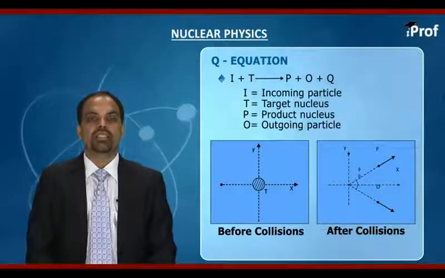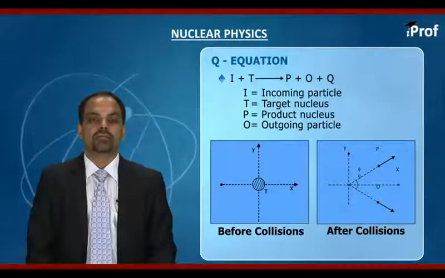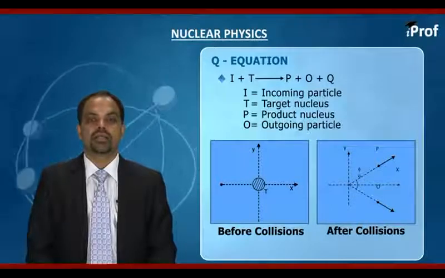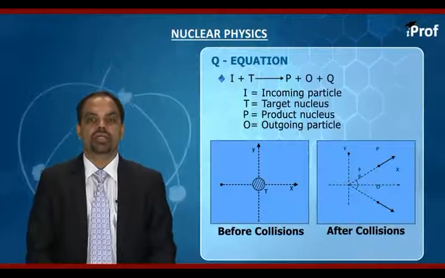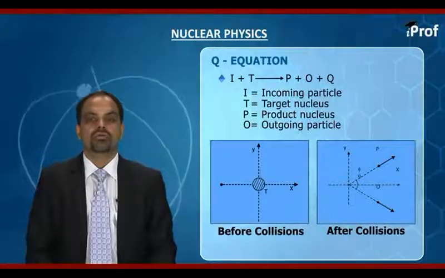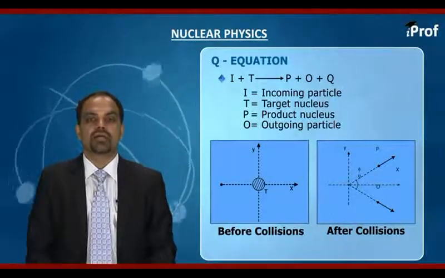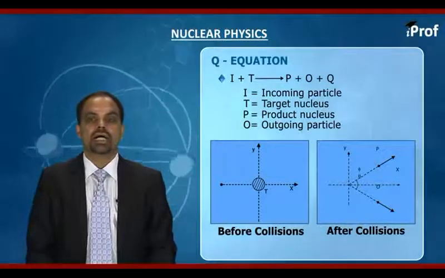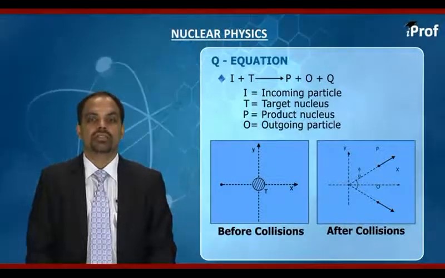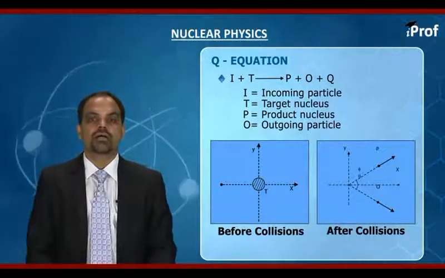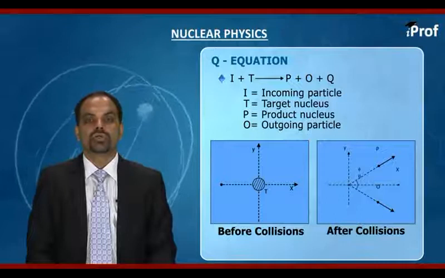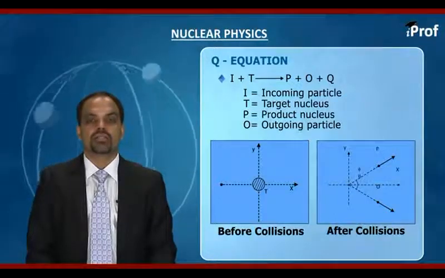Let's consider we have a target at rest and an incoming particle, and after collision, that is after the nuclear reaction, we get a product nucleus and an outgoing particle. The angles are marked on the figure: the outgoing particle is going at an angle of theta and the product nucleus is going at an angle of phi with respect to the original direction of the incoming particle.